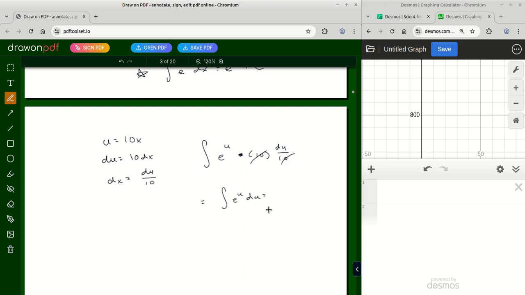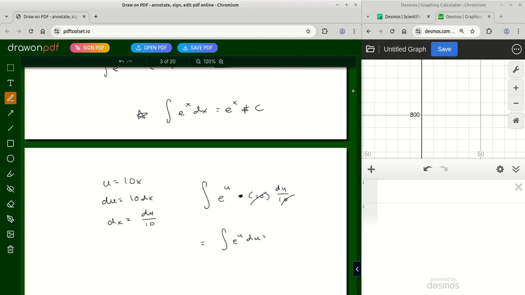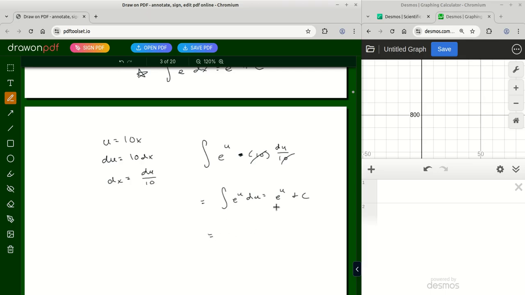What's the integral of e to the u du? Oh, it's right here. Look, we just did that. It's e to the u plus c. Hey, I have to go back to x's. So what is that u equal to? Oh, yeah, it's right there. Plus c. We're done.